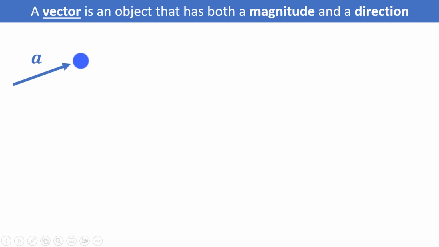So the length of vector A is really the same thing as the magnitude of vector A. The direction of vector A is just saying in which direction are we going. We can measure the direction using an angle, which we will do later.